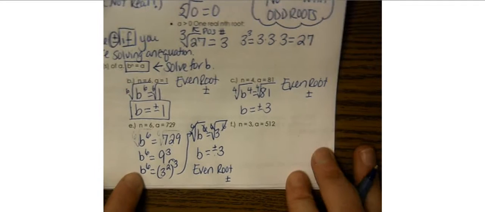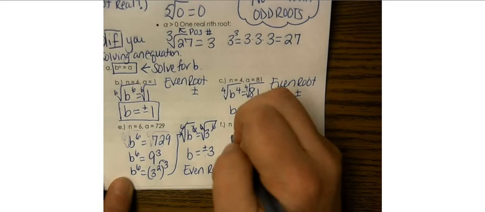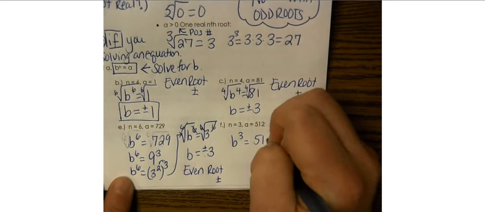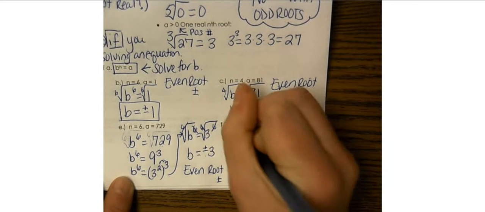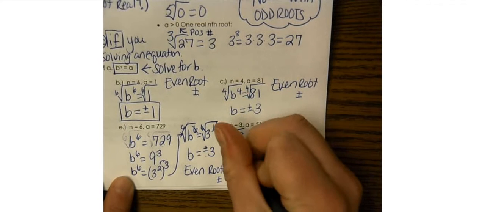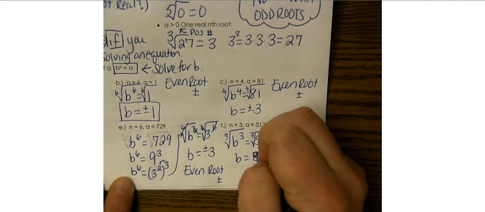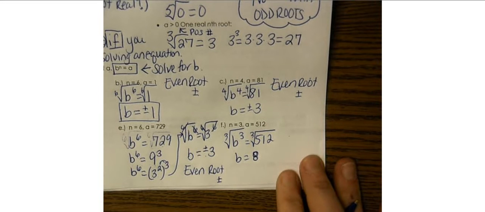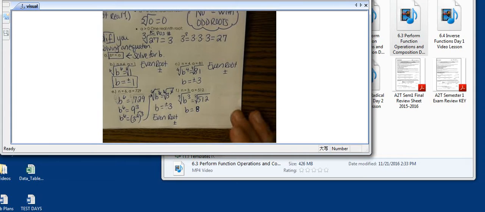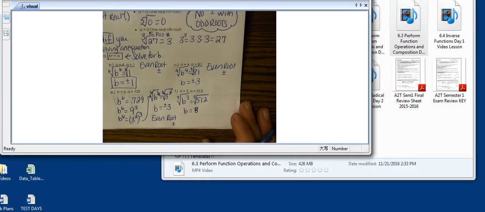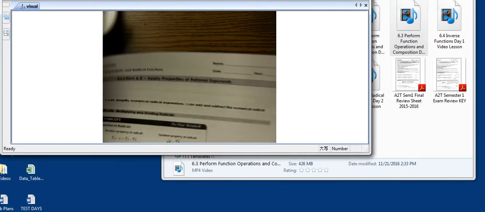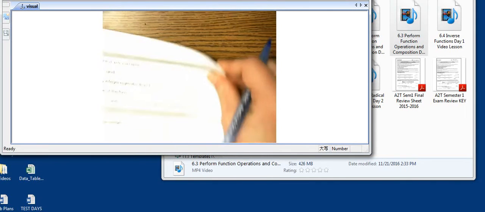Looking at letter F, we have b to the 3rd power is equal to 512. And so if we were to take the cube root of both sides, we'd end up with b is equal to the number 8. This is an odd root, and we will simply have one answer, and that is the number 8.